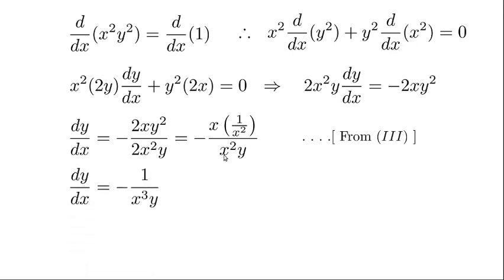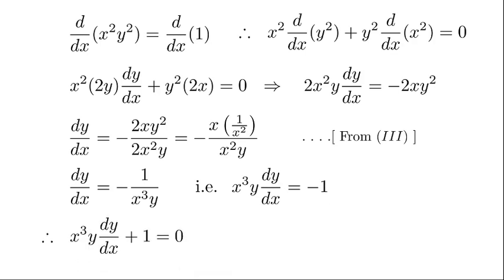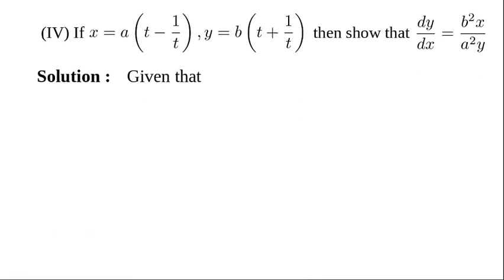It becomes dy by dx equal to minus 1 upon x cube y. And this x cube y is cross multiplied. So we get x cube y dy by dx equal to minus 1. Therefore x cube y dy by dx plus 1 equal to 0, which is the required result.